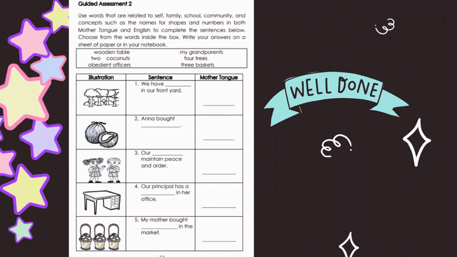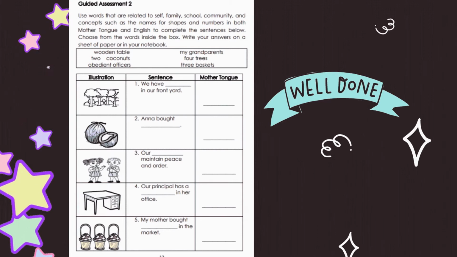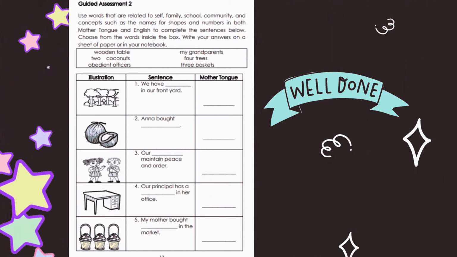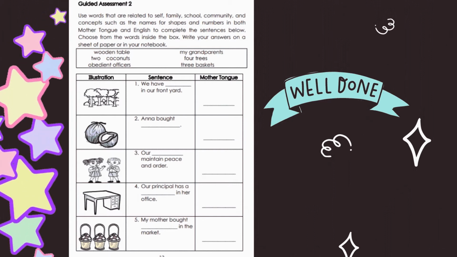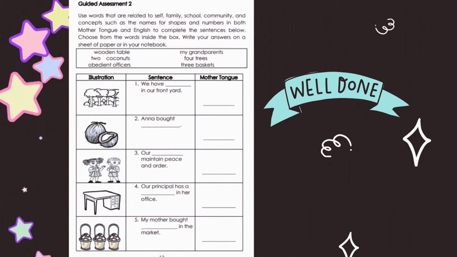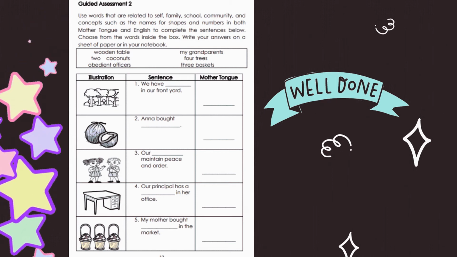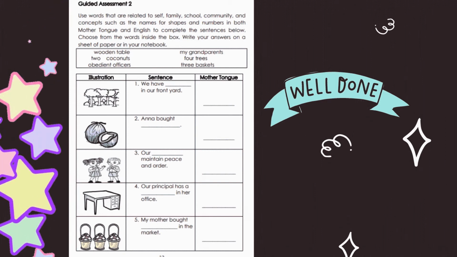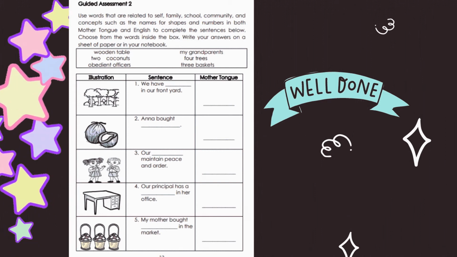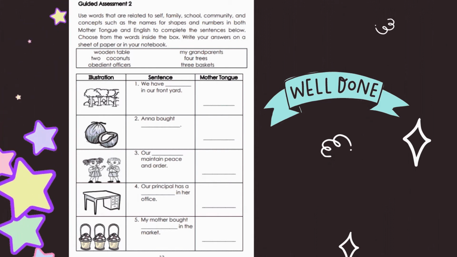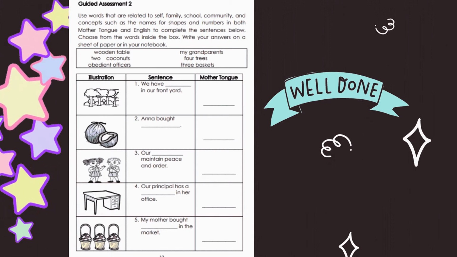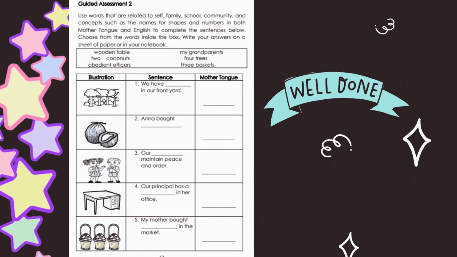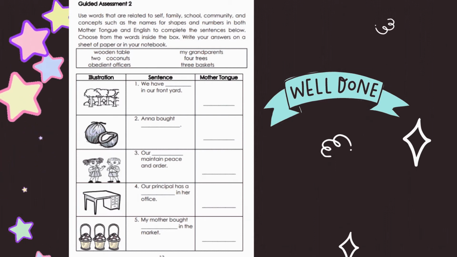For guided assessment 2, use words that are related to self, family, school, community, and concepts, such as the names for shapes and numbers in both mother tongue and English. To complete the sentences below, choose from the words inside the box. Write your answers on a sheet of paper or in your notebook. Here are the choices: wooden table, 2 coconuts, obedient officers, my grandparents, 4 trees, 3 baskets.